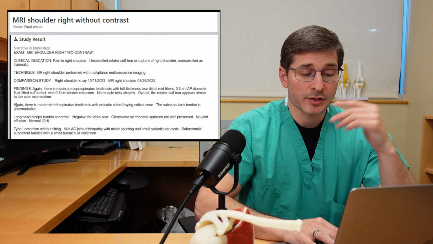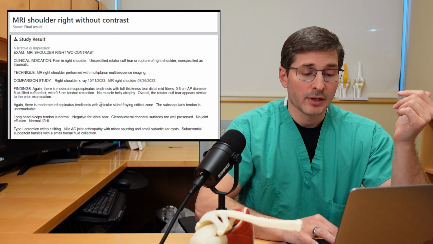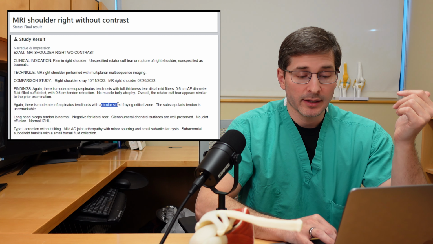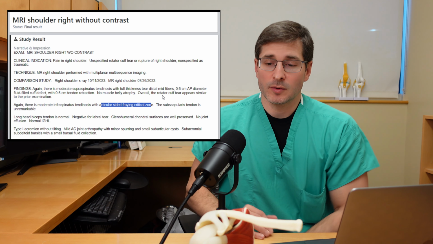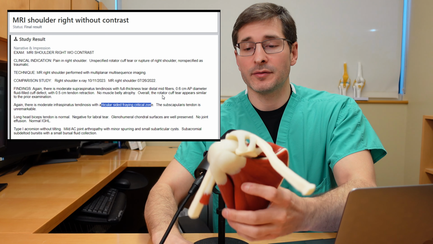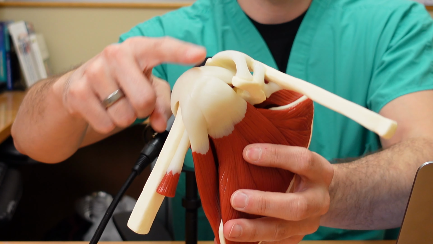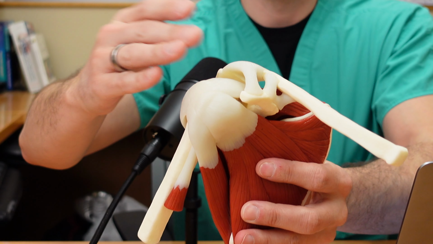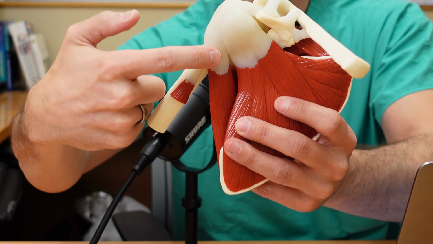So again, moving along, there's moderate infraspinatus tendinosis, articular sided fraying along the critical zone. So what they're referring to in this situation is, if you look at the rotator cuff on this model, we have the rotator cuff out here, which would be away from the joint, and then there's the rotator cuff that you can see when you look inside the joint.